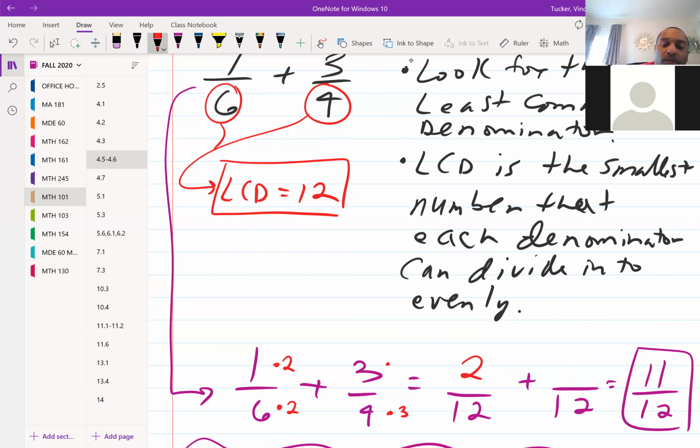And once again, whatever you do to the bottom, you do to the top. And that'll be 9. Once you have your common denominators, you go ahead and add your numerators. 9 plus 2 will give you 11, which is 11 over 12.